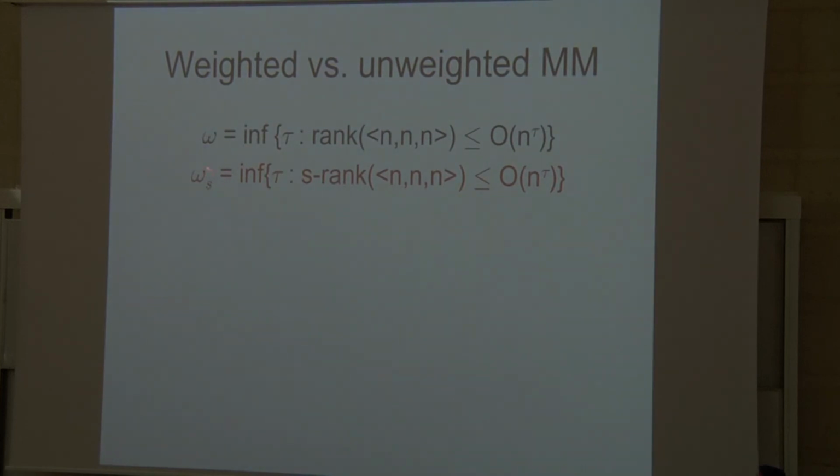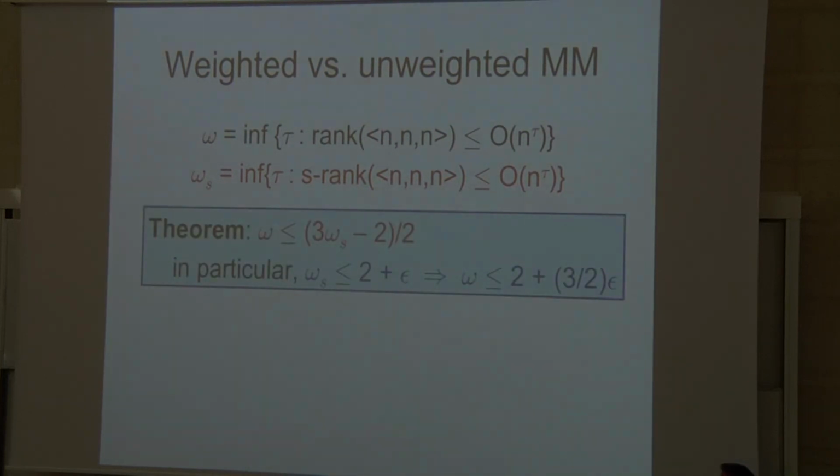And so we can define the exponent of S rank to be omega sub s. And the nice theorem that we were able to prove is that bounding S rank actually does give you a bound on the ordinary rank. So here's the inequality: omega is less than (3 omega sub s minus 2) over 2.